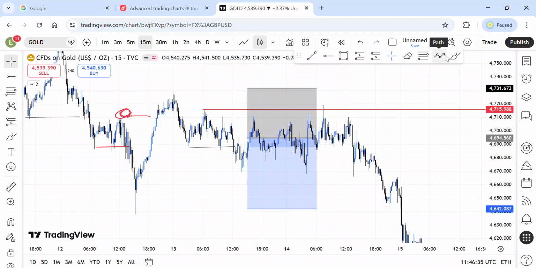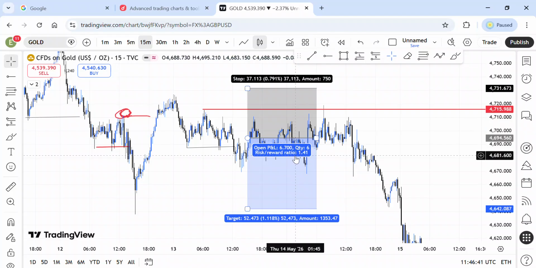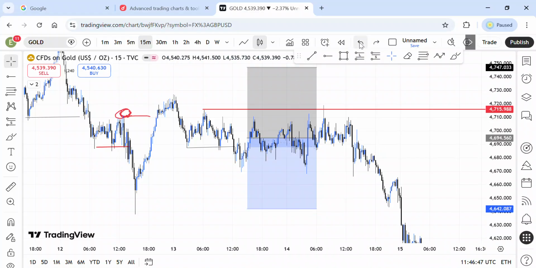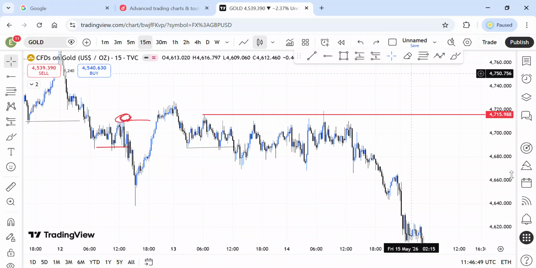I was still waiting because I know gold is very crazy. So I was still waiting for another kind of confirmation entry. If I am going to miss the trade, it is better for me to miss the trade than to enter aggressively without patience. All right, so I waited again for another choke to occur.